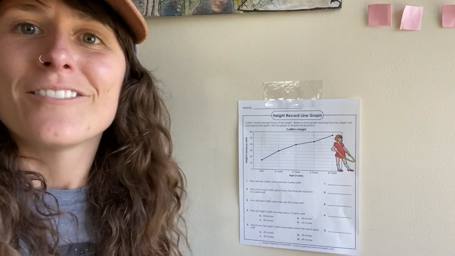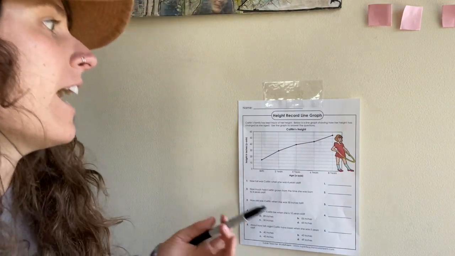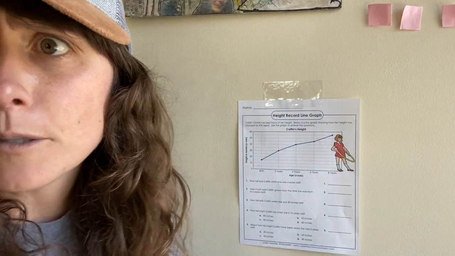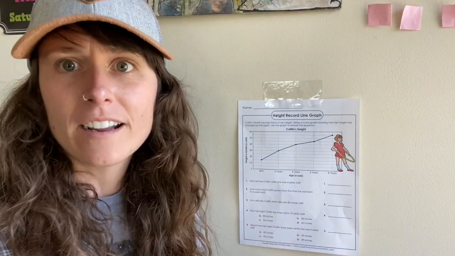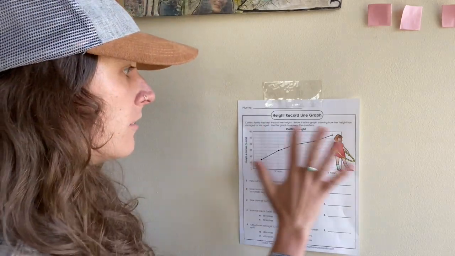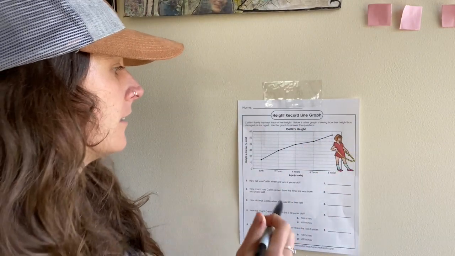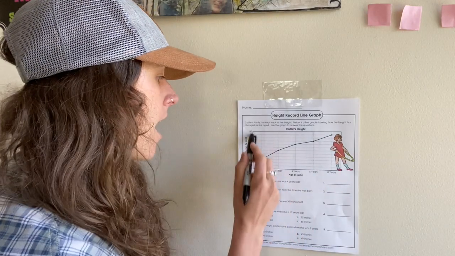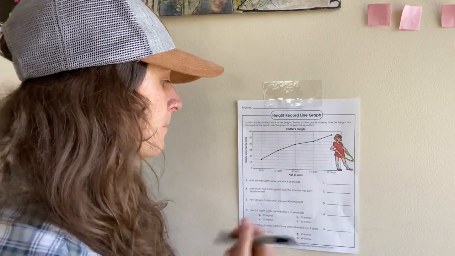Hey guys, for math today, we're gonna do a height record line graph. I know a while back we did a bar graph where we counted up farm animals, took data, and all of that kind of stuff. But what we're actually gonna do today is, if you see this graph right here, I'm gonna explain again how we have an x-axis and a y-axis.